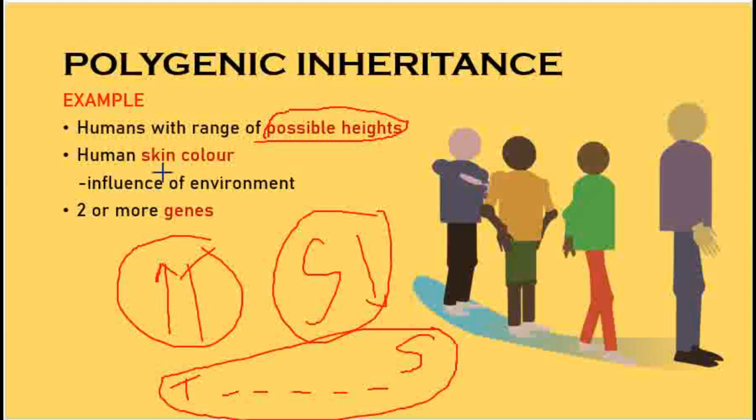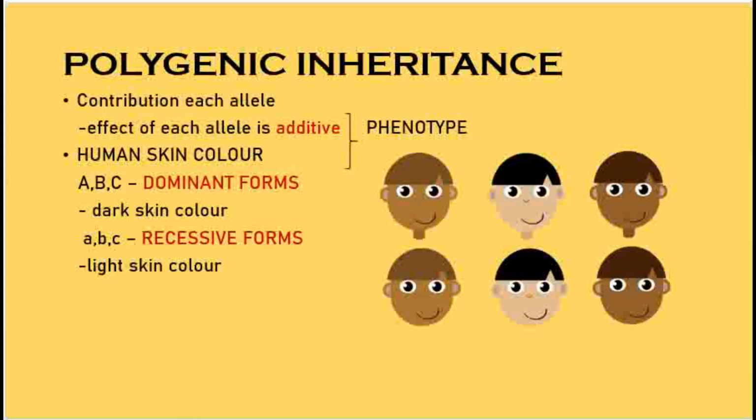So another example is human skin color. In the case of human skin color, there will be an influence of the environment also. If a person is living in a hot climate, actually, he might have been a white skin tone person, but because of the influence of the environment, because of the hot climate, his skin gets a little dark. So here the influence of the environment must also be taken into consideration, and as I already mentioned, two or more genes are involved in this type of inheritance.